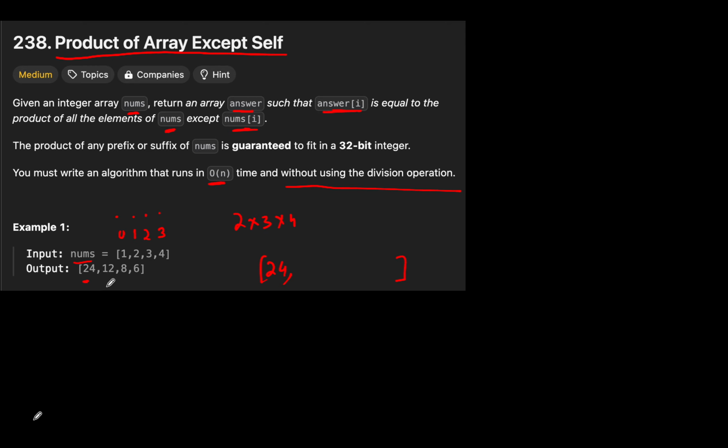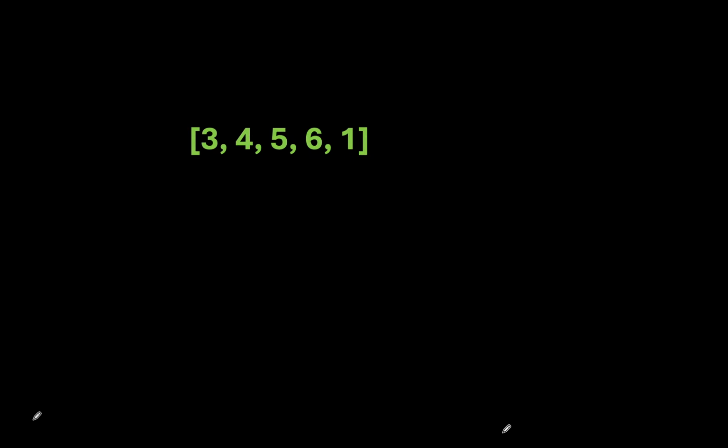And for index 1, we will multiply the elements at positions 0, 2, and 3, and leave out the element at position 1. So it will be 1 multiplied by 3 multiplied by 4, that is 12. Similarly, for index 2, we'll multiply the elements at 0, 1, and 3, which is 1 into 2 into 4, equal to 8. And for the last element, we'll multiply 1, 2, 3, which is equal to 6. Now, how are we going to solve this question?